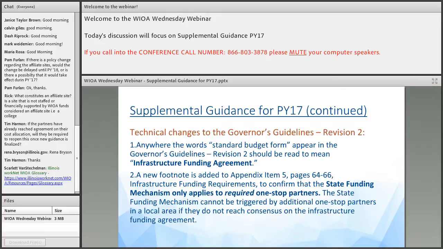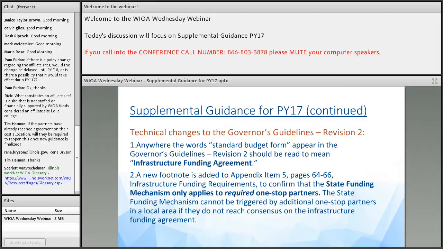The second technical change is just adding a footnote in a table that explains the state funding mechanism. And this is all related to when required partners in a local area cannot agree on how to share infrastructure costs, they reach an impasse, which is considered the worst case scenario. The state funding mechanism kicks in.